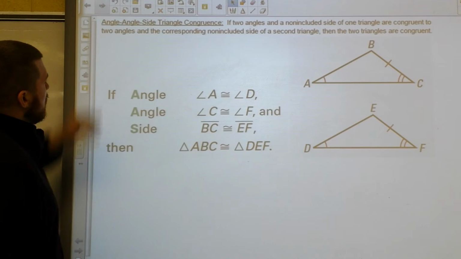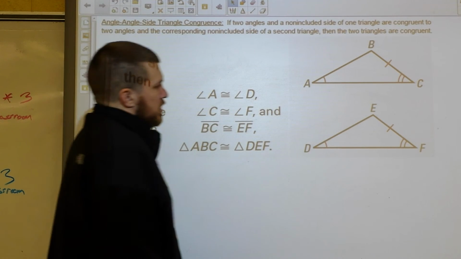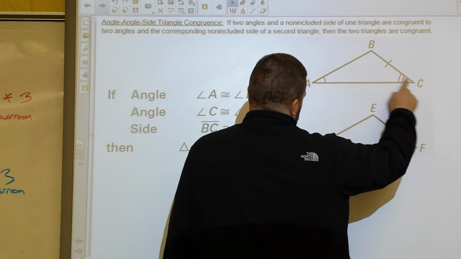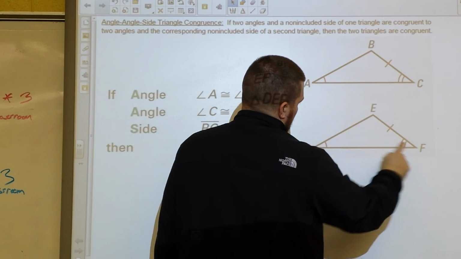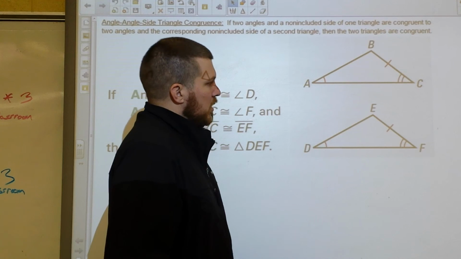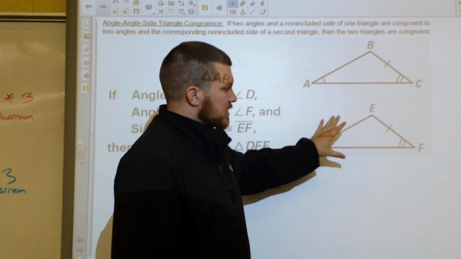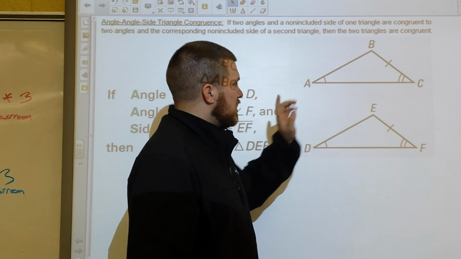They're congruent. And then finally, angle-angle-side is another rule that tells us the triangles are congruent. If we have two angles and the non-included side of one triangle congruent to two angles and the corresponding non-included side of the second triangle, then the two triangles themselves are congruent. So here in the picture I have two angles that are congruent, and the non-included side is congruent. That's enough information to tell me that triangle ABC is the same size and same shape as triangle DEF.